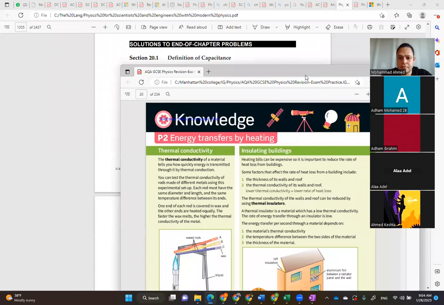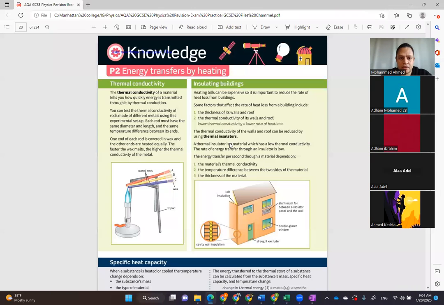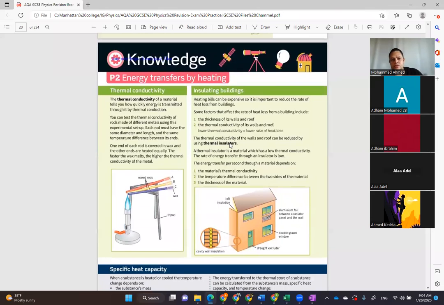We stopped last time on the energy stores, right? So today, inshallah, we're going to take lesson 2 or P2, energy transfers by heating.